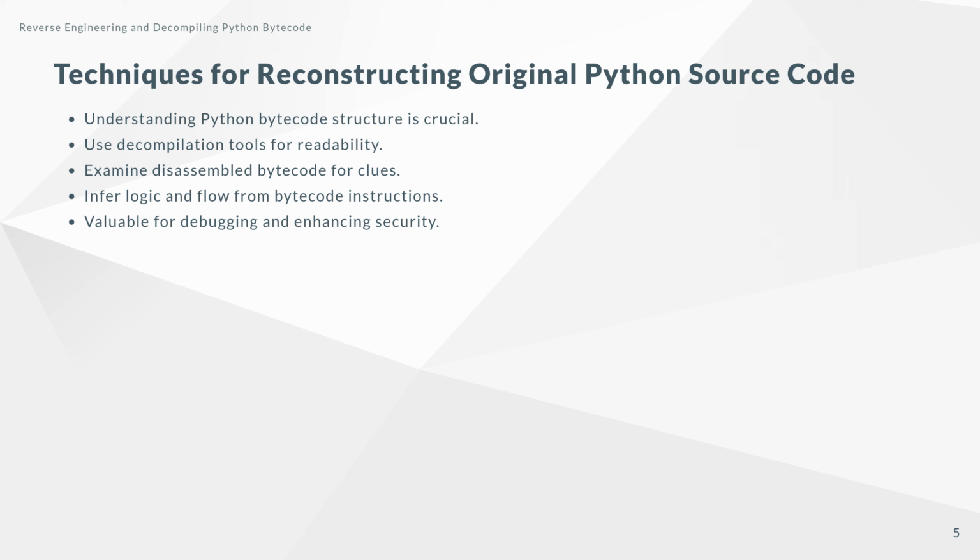Additionally, examining the disassembled bytecode using the dis module can provide hints about the original source code's logic and flow. For example, if we disassemble a function and see specific bytecode instructions, we can infer the types of variables used and the control flow. This knowledge is invaluable for debugging and enhancing security practices in your applications. Let's look at a real-world example to illustrate these techniques.